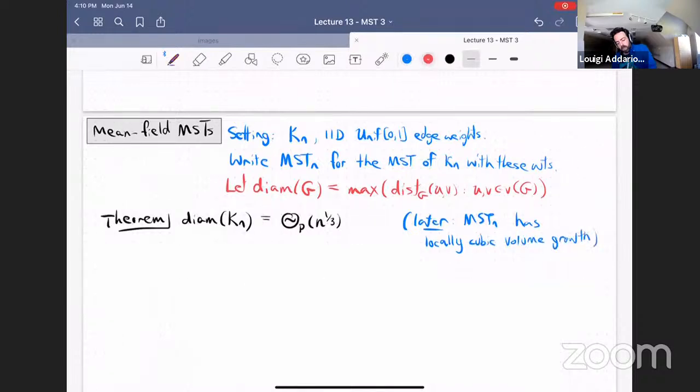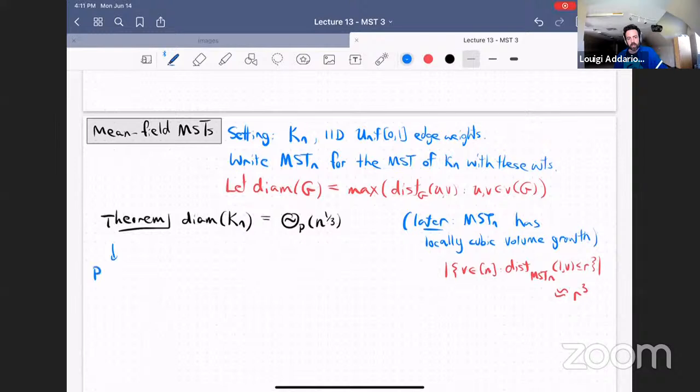Okay, so this is to say that if you look at the ball, the set of points in Kn such that the distance from say 1 to V is at most R in the minimum spanning tree, that grows in some sense like R cubed. So there's sort of cubically many points at a given distance from a fixed point. Okay. So these two facts are sort of clearly related to one another.